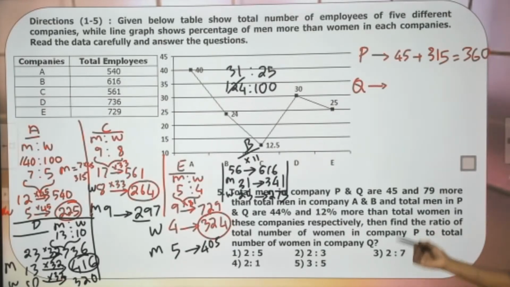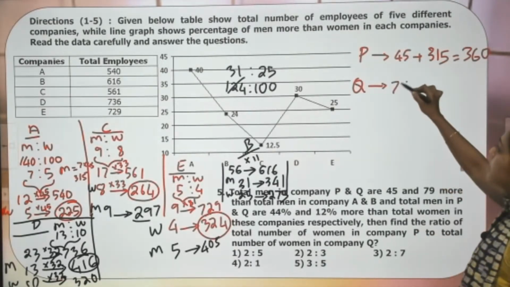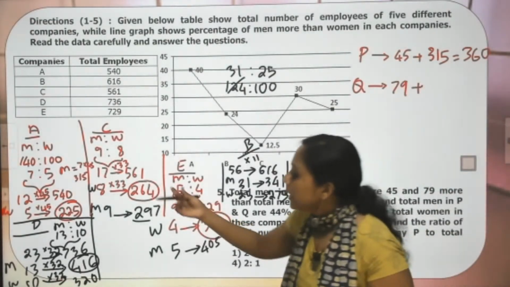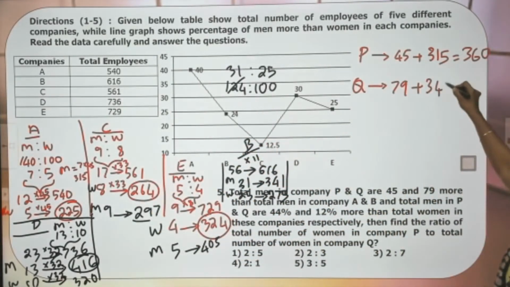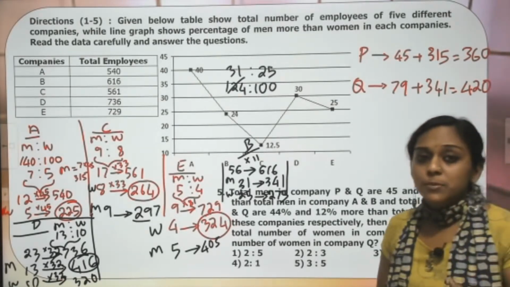Next Q. Q is 79 more than B. The value of B, number of men is 341. Okay, so this is actually 341 plus 79, so that is 420. So now you know the number of men in both companies P and Q.